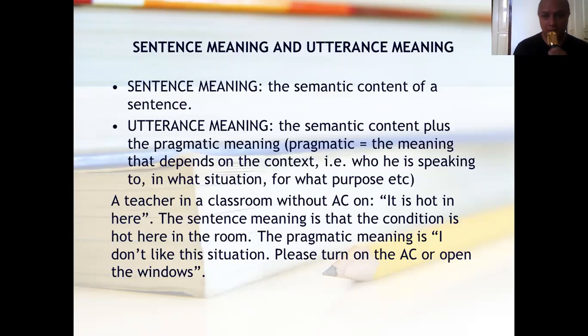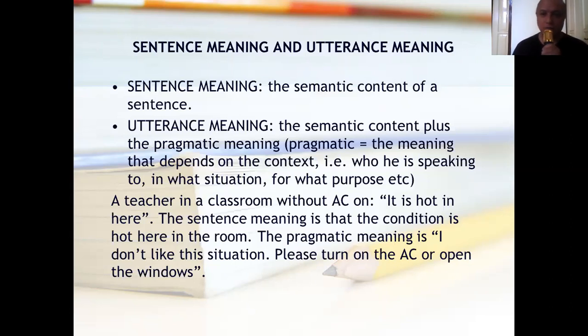But the pragmatic meaning is, I don't like this situation. I'm complaining now. The weather or the temperature is too hot for me in this room. So please turn on the AC or open the windows. So this is the pragmatic meaning of the teacher. The sentence meaning is just that the condition is hot, but the pragmatic meaning is something beyond what he said: I don't like this situation. Please, somebody turn on the AC or open the windows.